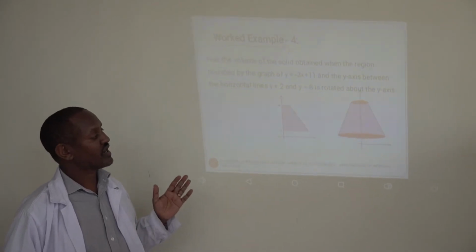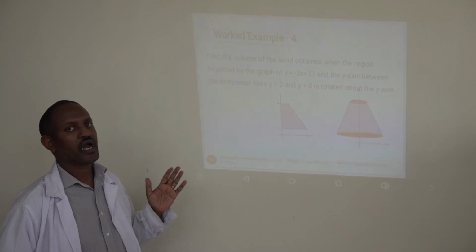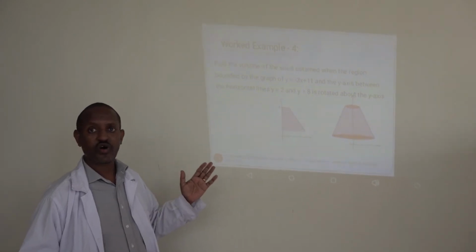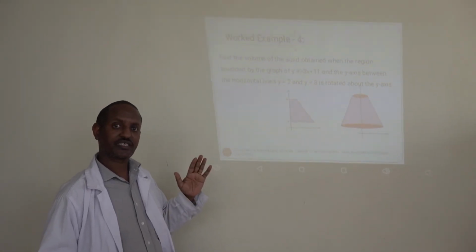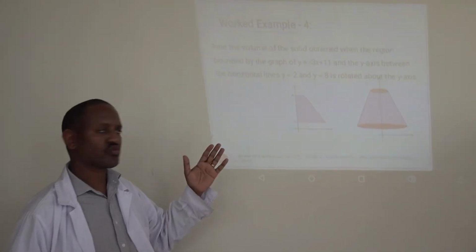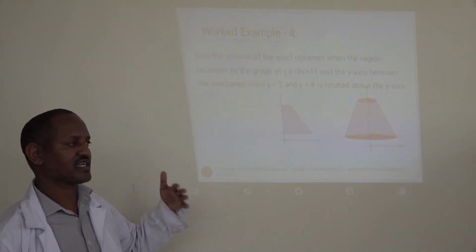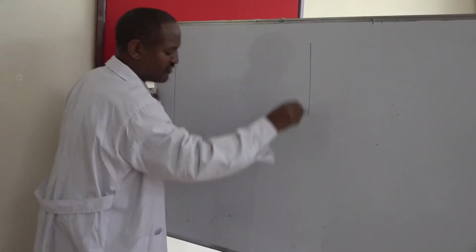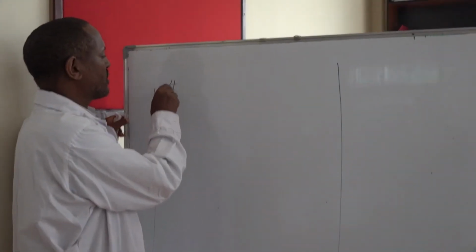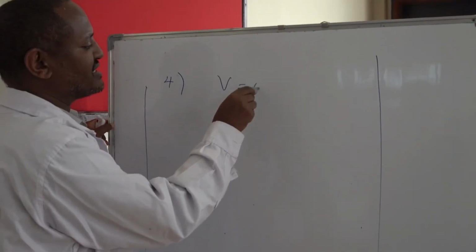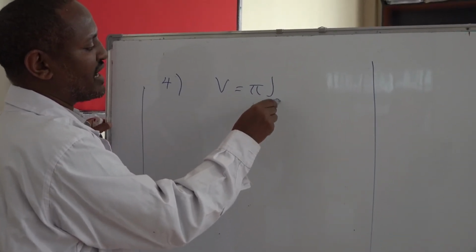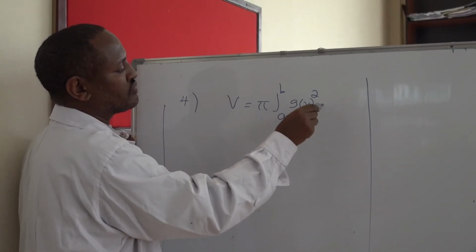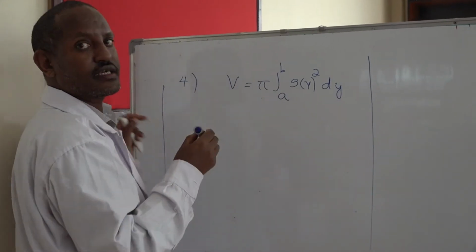Now let us see how to find the volume of this frustum of a cone. Unlike examples 1, 2 and 3, this is a volume of revolution about the y-axis, whereas the previous ones are revolutions about the x-axis. Now, as you know, the formula for volume of revolution about the y-axis is given by pi integral from a to b of g of y, the whole square, dy.